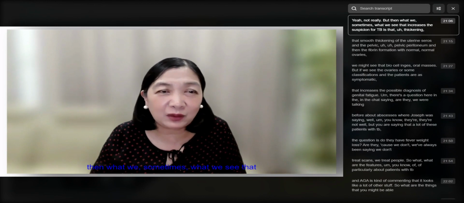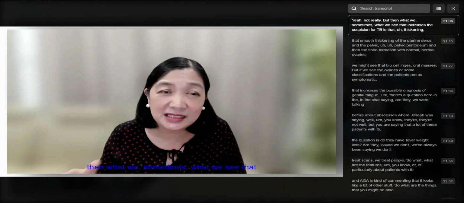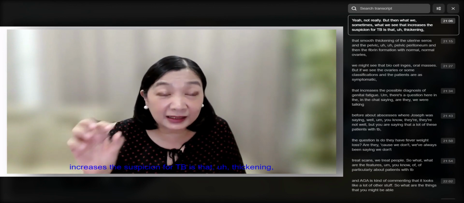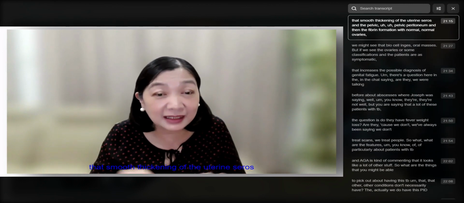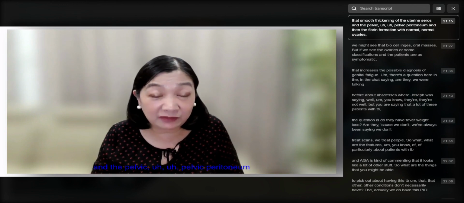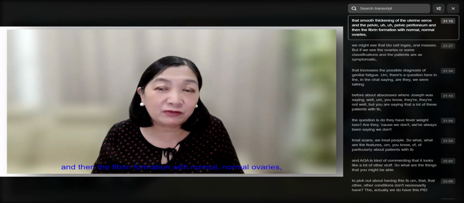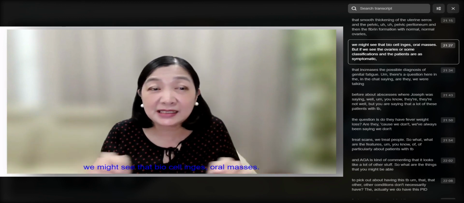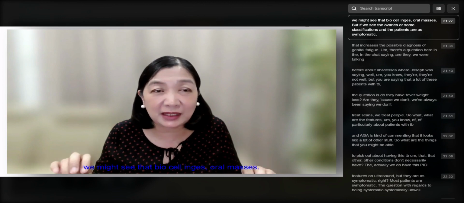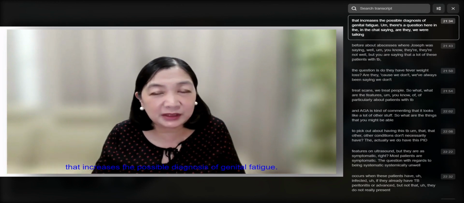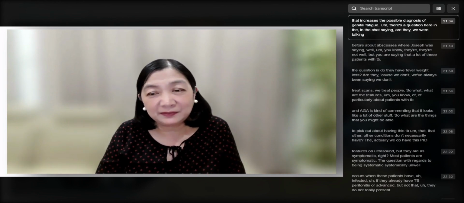Not really, but what we see that increases the suspicion for TB is that smooth thickening of the uterine serosa and the pelvic peritoneum, and then the fibrin formation with normal ovaries. We might see the pyosalpinges or adnexal masses, but if we see the ovaries or some calcifications and the patients are asymptomatic, that increases the possible diagnosis of genital TB.